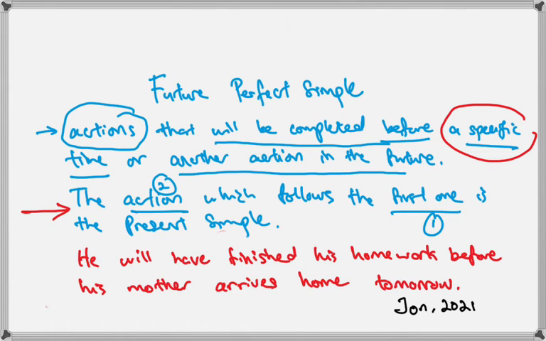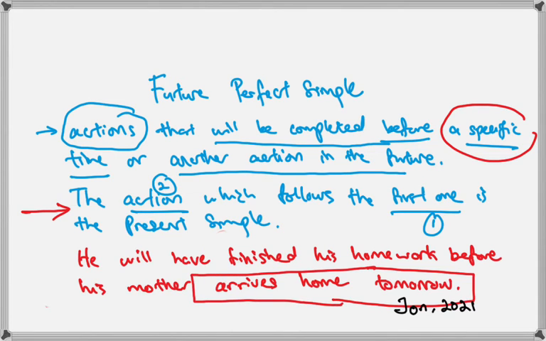Okay. So, masa yang spesifik kita dah tomorrow kan. Perbuatannya akan berlaku esok. Mak dia akan sampai rumah esok. So, kita guna present, arrives. Sebelum mak dia sampai esok, dia kena habiskan kerja sekolah dah. So, we use the word will. He will have finished his homework, dengan kata kerja tu ada ED.